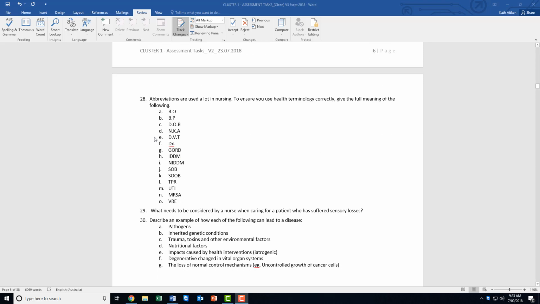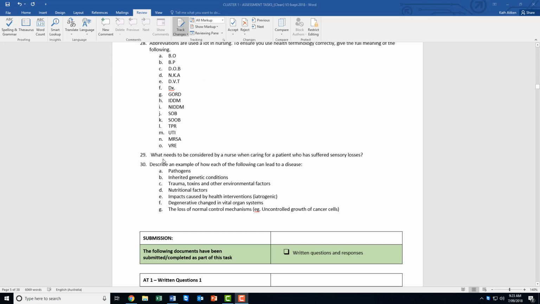Question 28, whole list of abbreviations. You just need to write beside it what each one stands for. Question 29, what needs to be considered by a nurse when caring for a patient who's suffered sensory loss? I'd expect a couple of sentences of information there, giving a bit of an explanation of the kind of considerations as a nurse you would need to take into account when looking after someone with sensory loss.